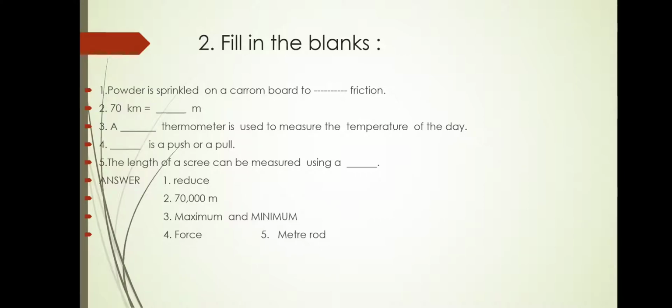Third, a dash thermometer is used to measure the temperature of the day. And the answer is a maximum and minimum thermometer is used to measure the temperature of the day.